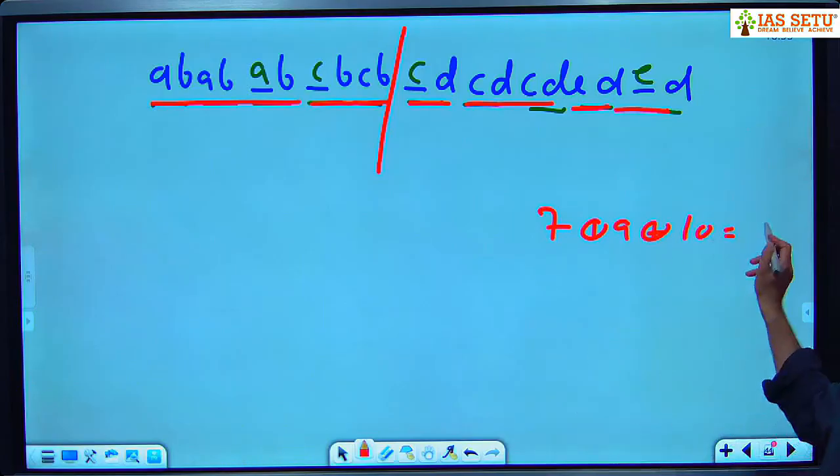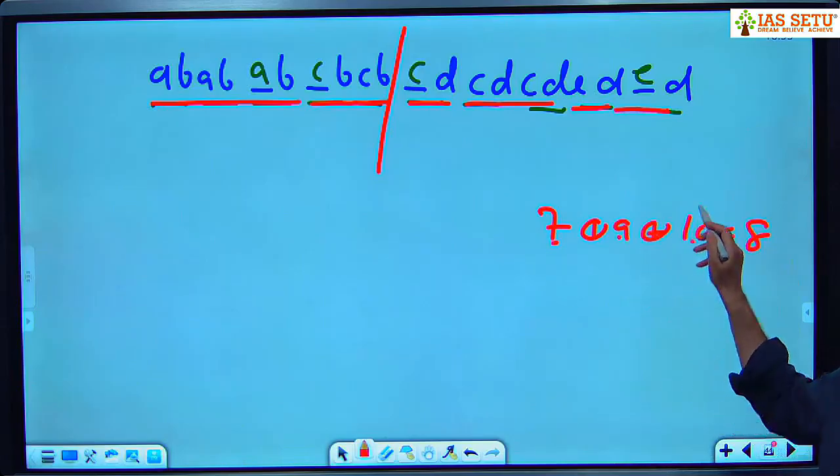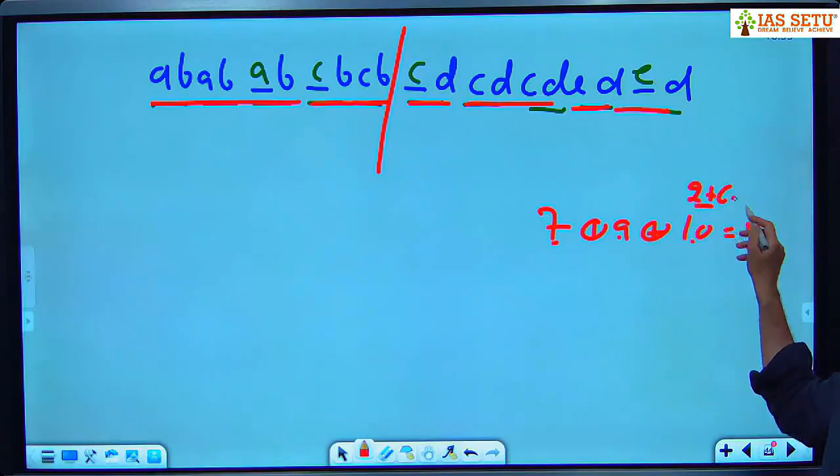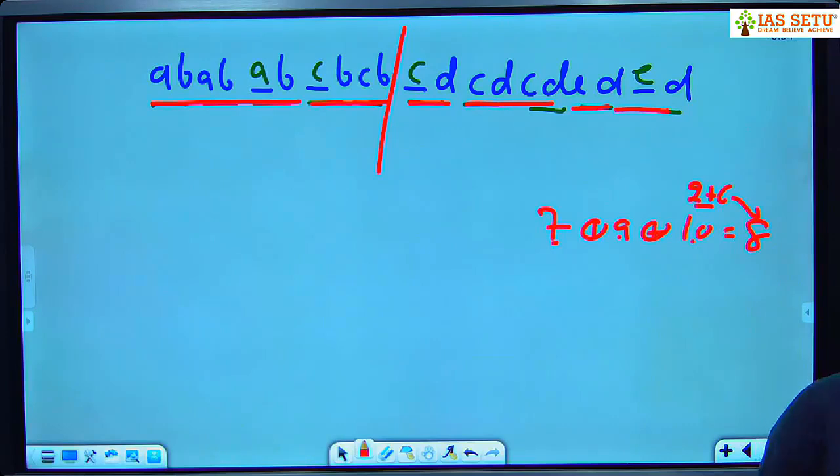This is 8, 7 plus 9 is 16, 16 plus 10 is 26, तो 2 plus 6 is 8। सिंबल ही डिफरेंट है बस। वो सिंबल है इसमें स्टार की जगह. This is question number 9, same which we already discussed.